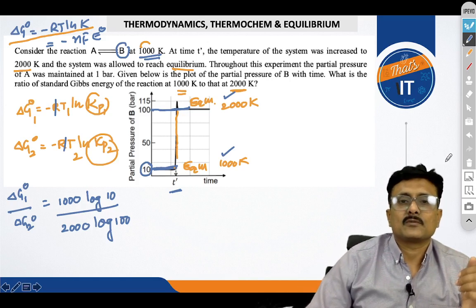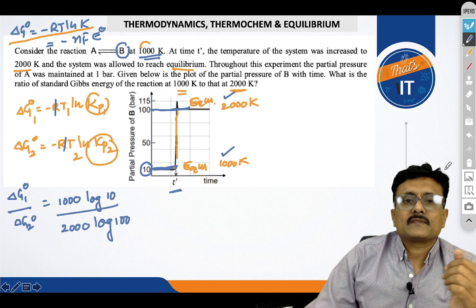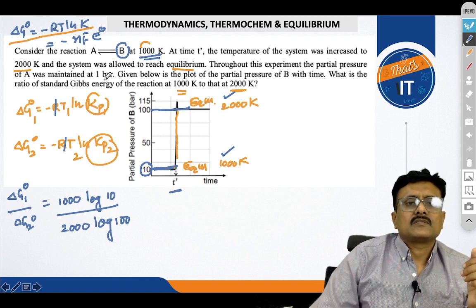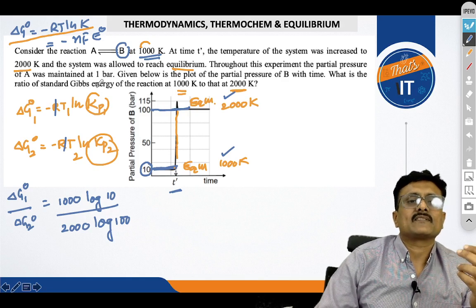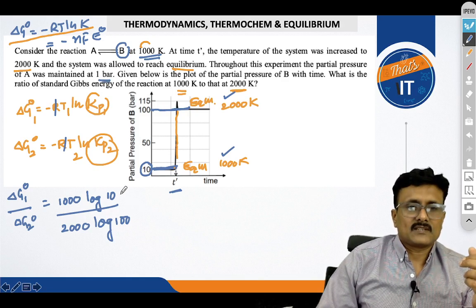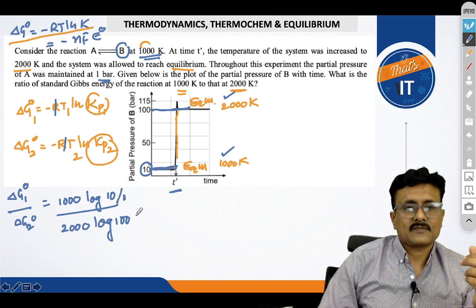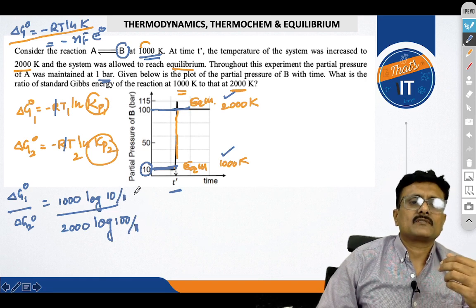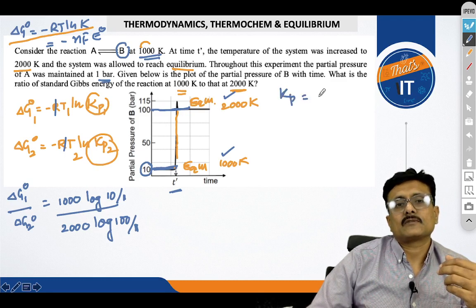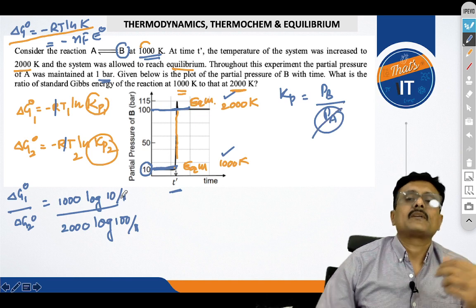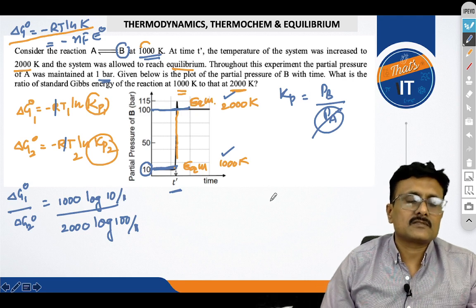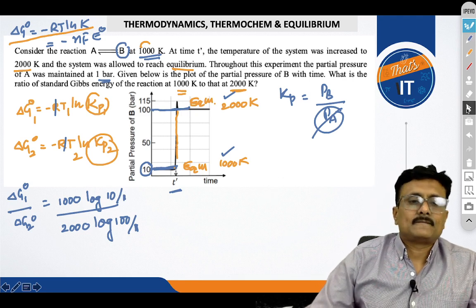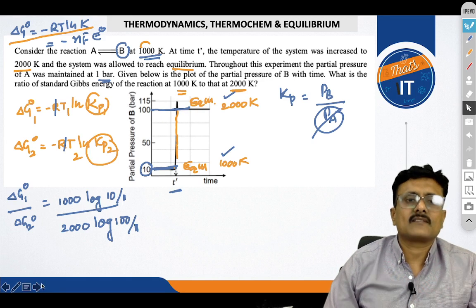I hope I made no mistake, isn't it? Some students are wondering, why are we not considering the pressure of A? You can see that it is maintained at 1 bar only. That means throughout the process the partial pressure of A remained as 1 bar. When you are writing the equilibrium constant, that should also include A, but this is remaining as 1 only. So it is solely dependent on the value of B. Have you understood? Okay, so just take the ratio, get your answers.